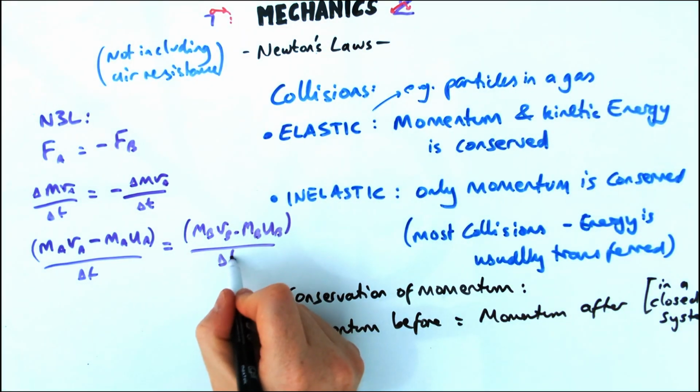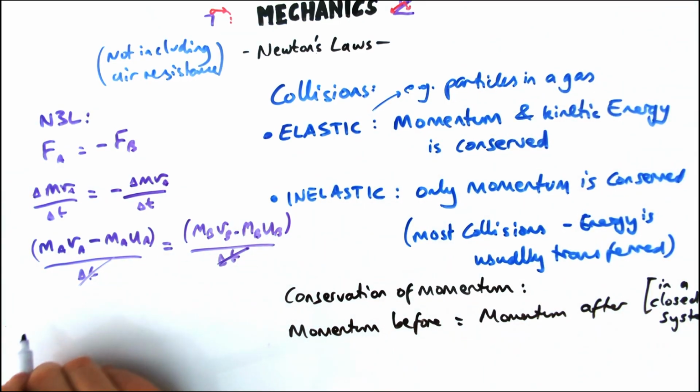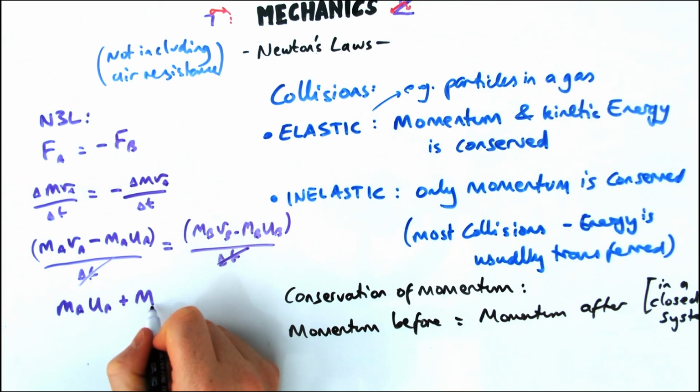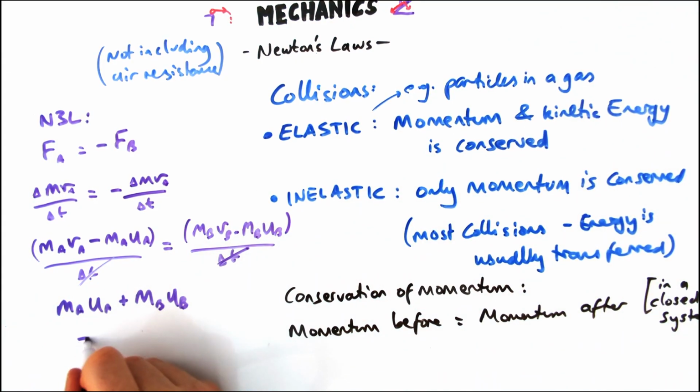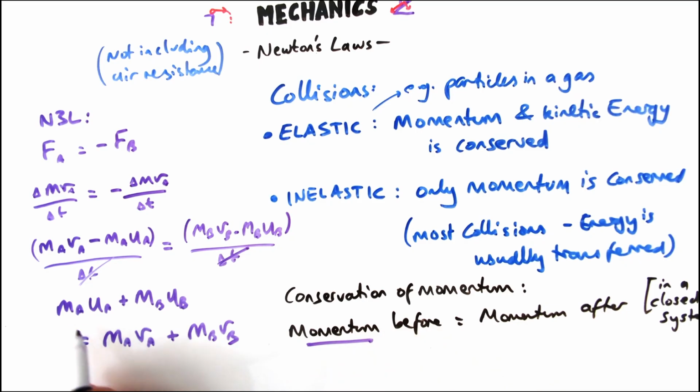So the time taken is the same because they're both colliding with each other, so we can rearrange this a little bit and say m_A, the mass of object A, times its initial velocity plus the mass of object B times its initial velocity is equal to the same thing but with the final velocities, which is essentially what conservation of momentum is, which is really, really useful.